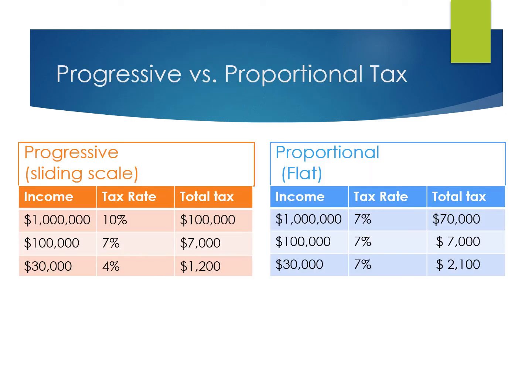So if we look at the difference between a progressive tax and a proportional tax, on the left you have a progressive tax, and I'm just showing an example. This would be a common sort of distribution for a progressive income tax in a state. So if you're someone who's making the bottom end of a middle level income, you're making $30,000 a year, let's say in our hypothetical state, you'd pay 4% of your income, which would be $1,200.